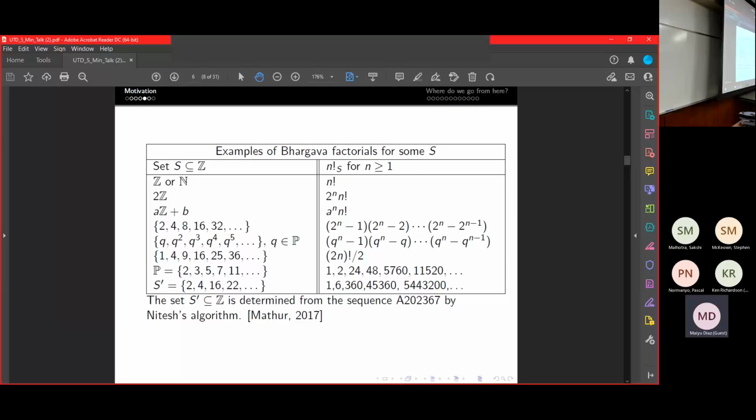So here are some examples of Bhargava factorials for some set S. If we have the integers or the naturals, we get back the factorial. If we have the even integers, we get a power of 2 hiding in there with the factorial. And then if I look at any multiples of the integers and shift it by some integer b, then it will just be a power of a.